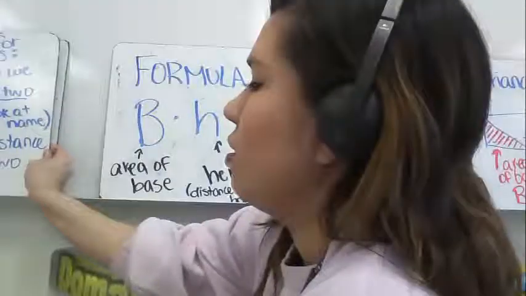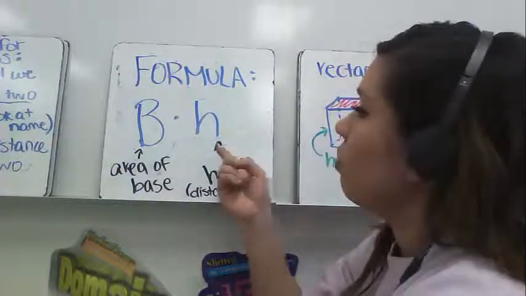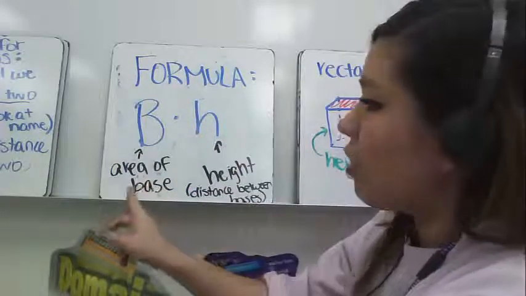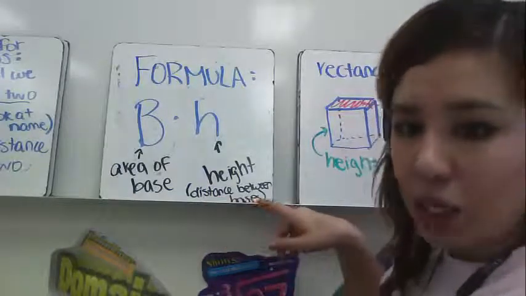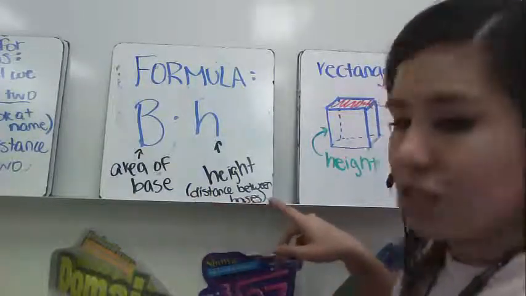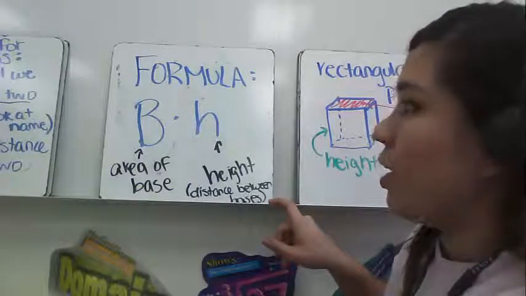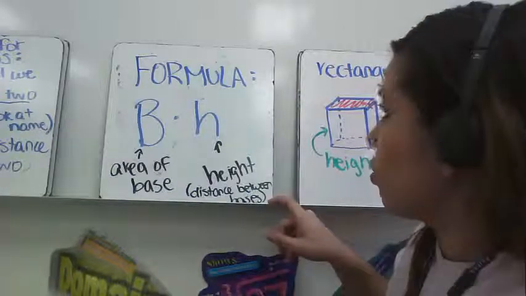Now, how do we find the volume? We have a special formula. The formula we use is big B times H, which stands for area of the base times the height. And I'm just reminding you that the height again is the distance between the two bases. That's why, again, base is super important when we're trying to find volume.